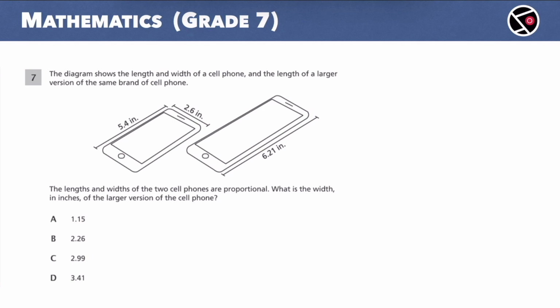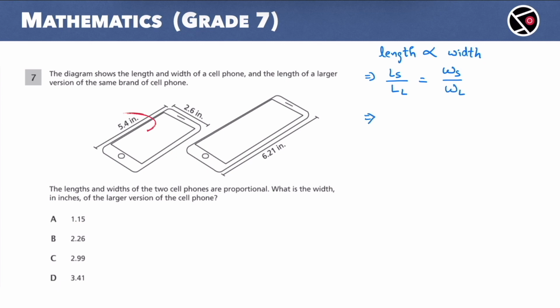Problem number 7. The diagram shows the length and width of a cell phone and the length of a larger version of the same brand of cell phone. The lengths and the widths of the two cell phones are proportional. What is the width in inches of the larger version of the cell phone? The problem tells us that the length is proportional to width. This means that the length of the smaller phone divided by length of larger phone should be equal to the width of smaller phone divided by width of the larger phone.